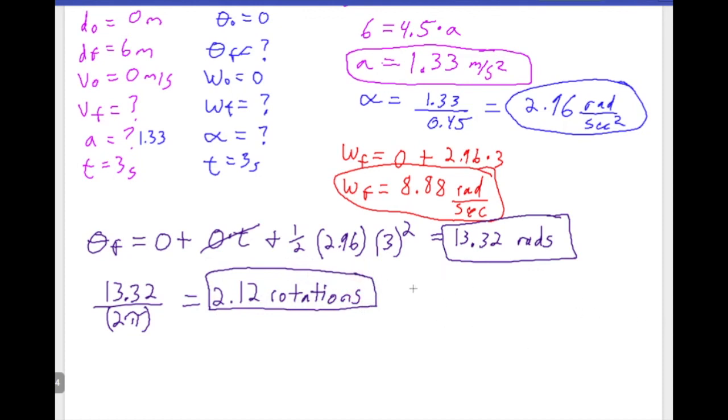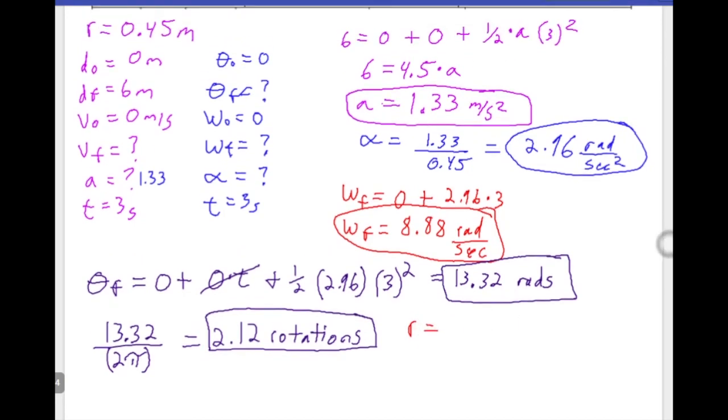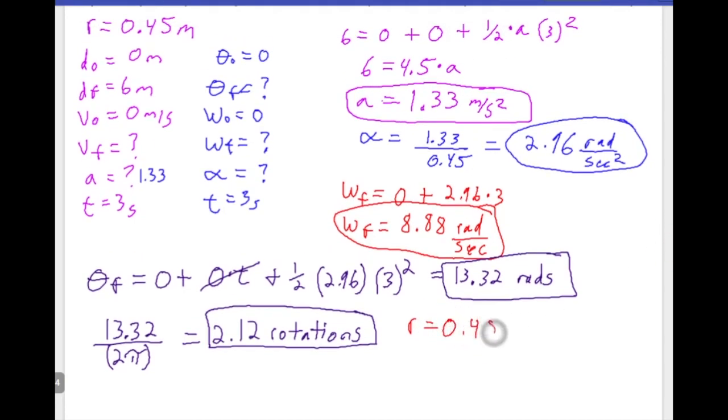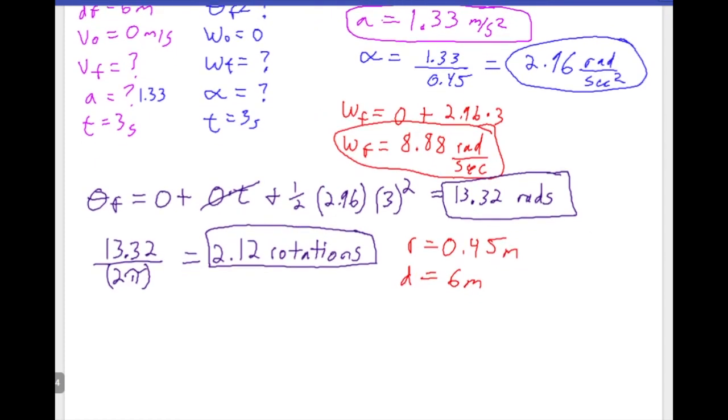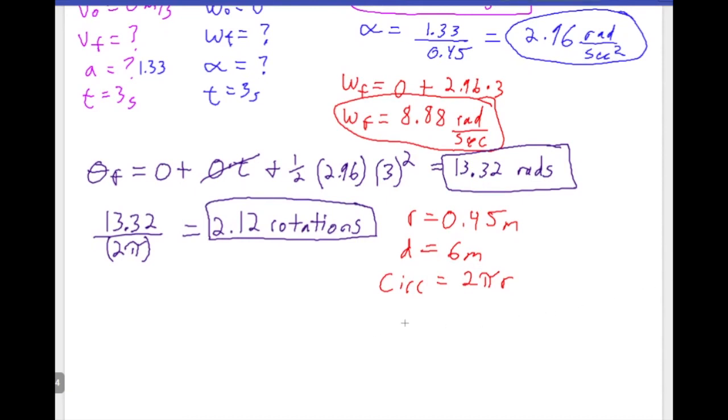Another way we could have figured this out is by taking the radius, which is 0.45 meters, and the total linear distance that it covers, which is 6 meters, and finding a relationship between that. Well, we know that one revolution would be one circumference, so the circumference of the ball is 2 pi r, and the distance is 6 meters. So if I take my distance of 6 meters and divide it by the circumference, I can find out how many total rotations my ball makes. By doing so, I end up with the exact same answer, which is 2.12 rotations.